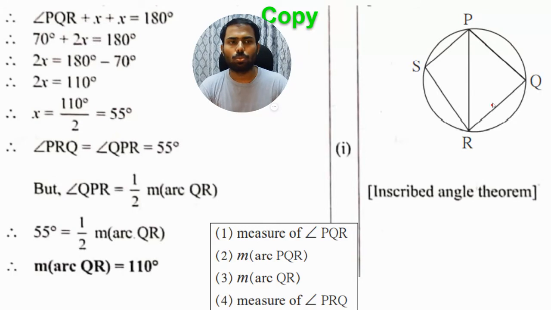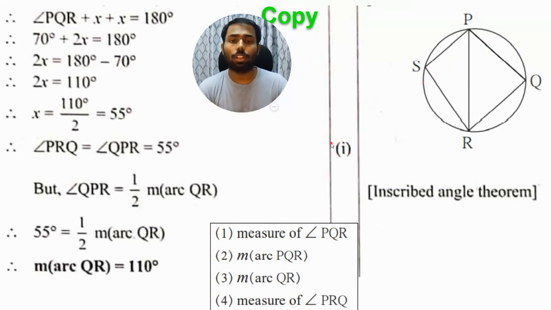Okay, so which angle is this? Angle PRQ. Angle PRQ is equal to angle QRP. You have got 55 degrees. Okay, so this is 55 degrees. You call that as equation 1.